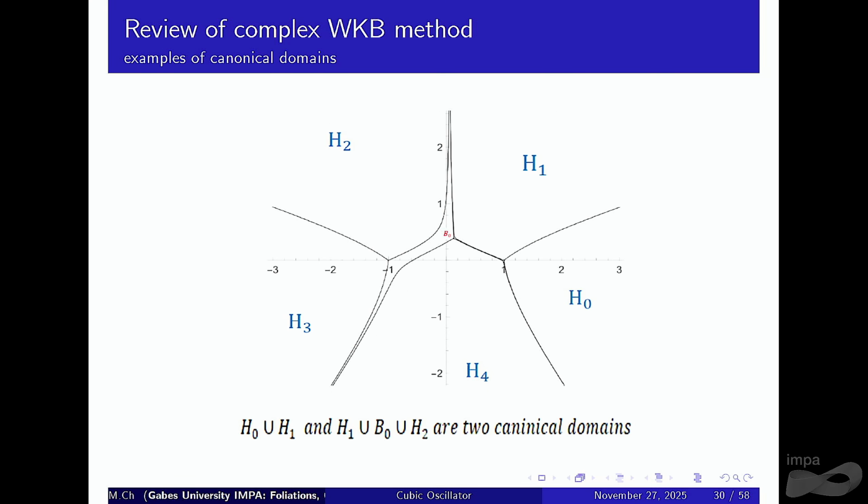So in this figure, for example, #0 union #1 is canonical, #0 union #4, for example, is canonical, #1 union #2 is canonical, but for example, #0 union #3 is not canonical, because if we fix a branch of S, we will have the union of #0 and #4 to pass to #3. We will go here or in the opposite direction, and real S will change the monotonicity. So this is not a canonical domain.